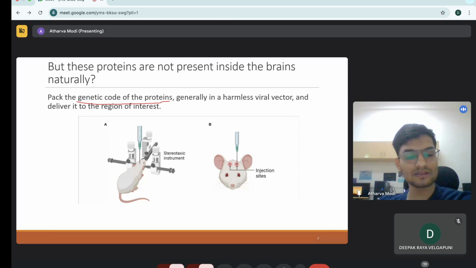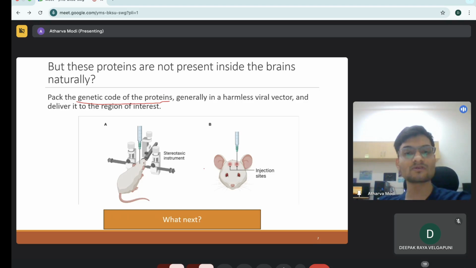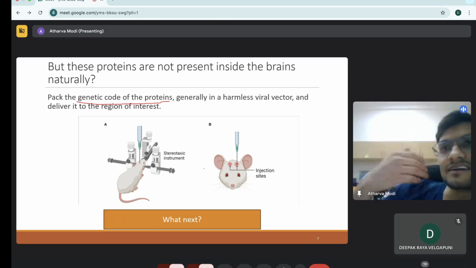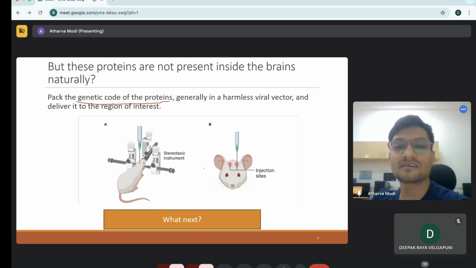You can design it in such a way that it expresses for long times, continuously in the cells that the virus infects, and that's how you get these proteins to be expressed in the region of interest inside the brain. So now you have the biosensors in place. Once you have the sensors, what do you need next? You need a measurement device for the sensor.